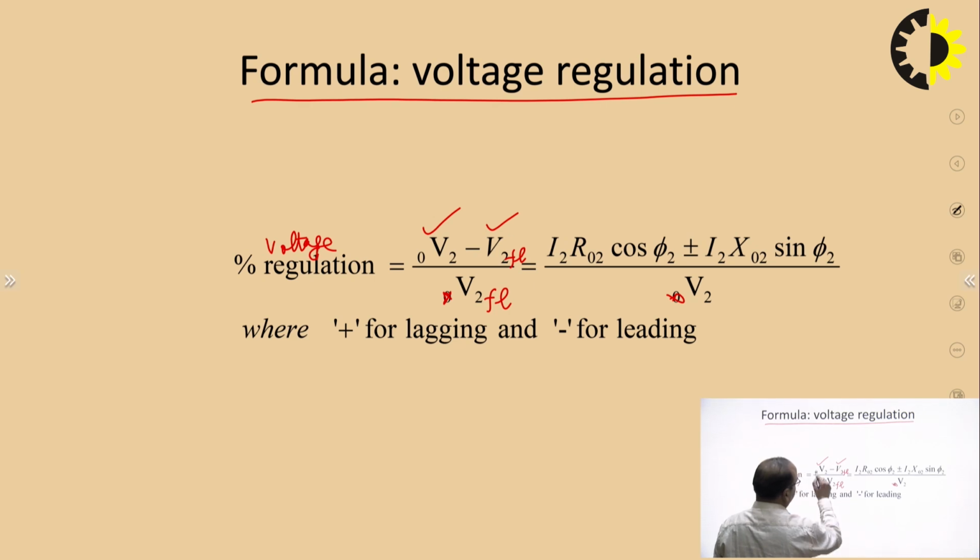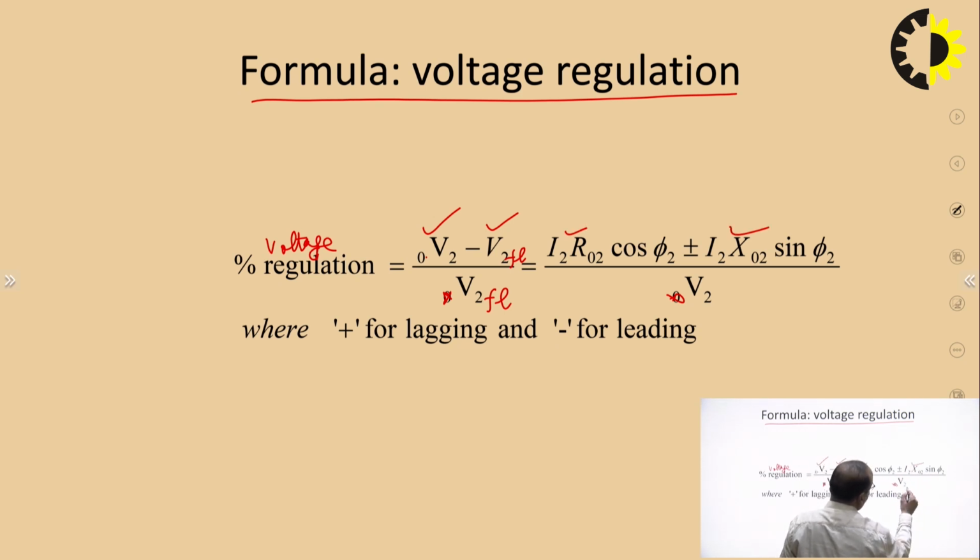FL means full load and 0 means no load here, and this is given by I2 R02 cos phi 2 plus minus I2 X02 sin phi 2 upon V2, where I2 is the full load secondary current, R02 is the equivalent resistance in the secondary, X02 is the equivalent leakage reactance in the secondary, cos phi 2 is the power factor of the load which is connected across the secondary, and V2 is the terminal voltage at full load in the secondary, V2FL we can write it.